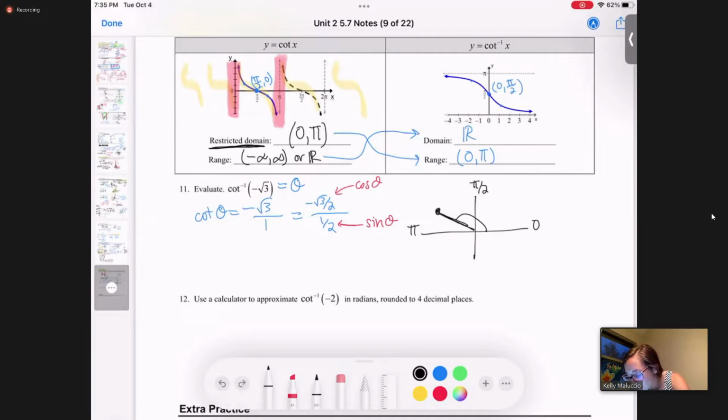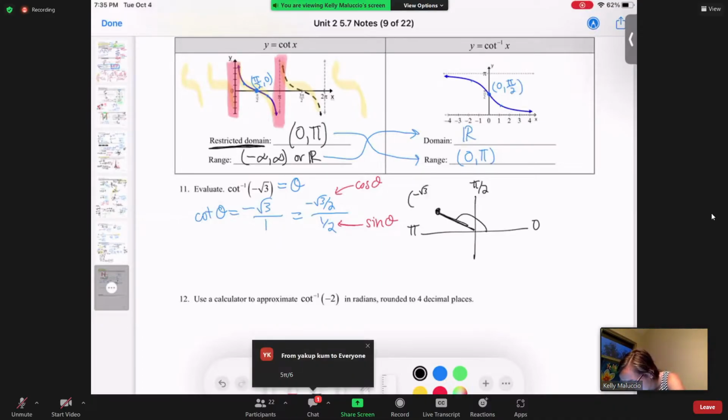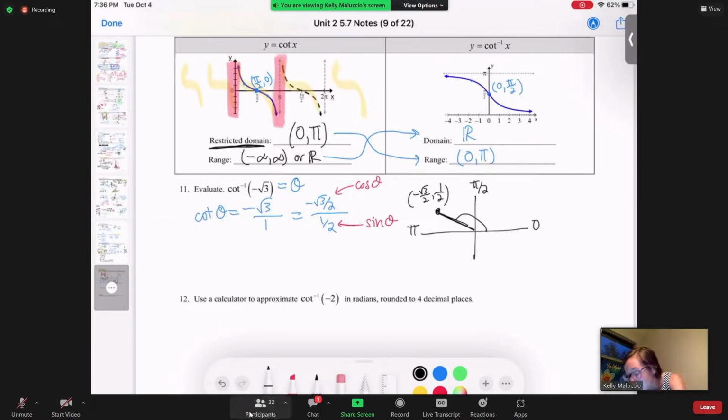And then I just have to figure out where is it -√3/2, 1/2. Like, where is this point? Is it the pi/6 or the pi/3 type of deal? Is it 2 pi/3 or 5 pi/6? So again, this is staring at your unit circle. This is going to be 5 pi/6.